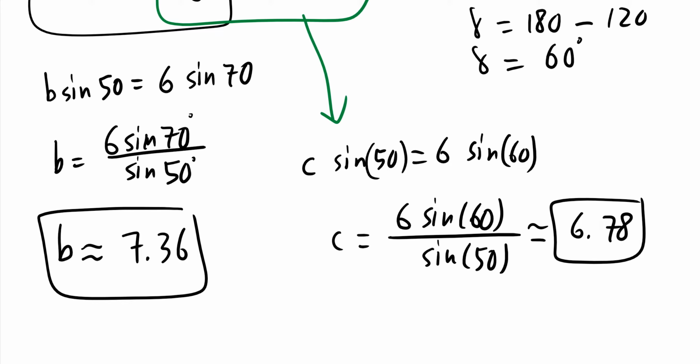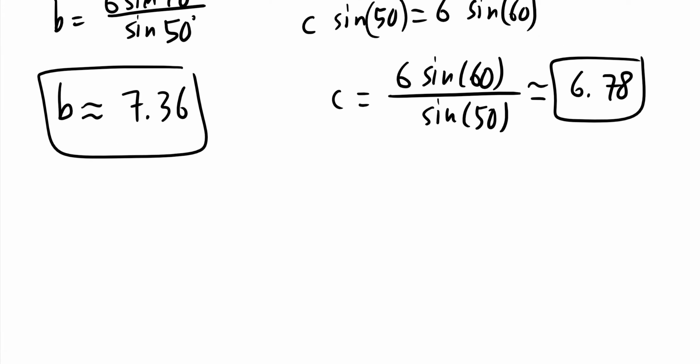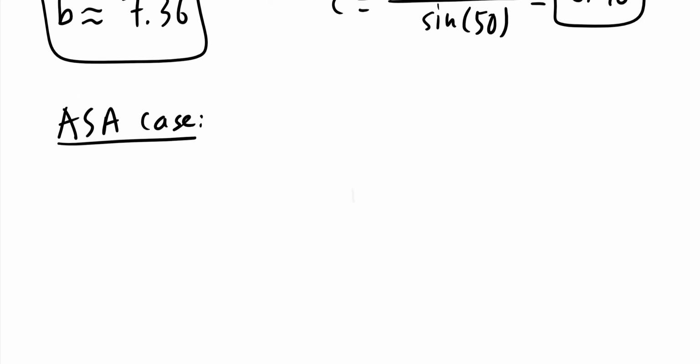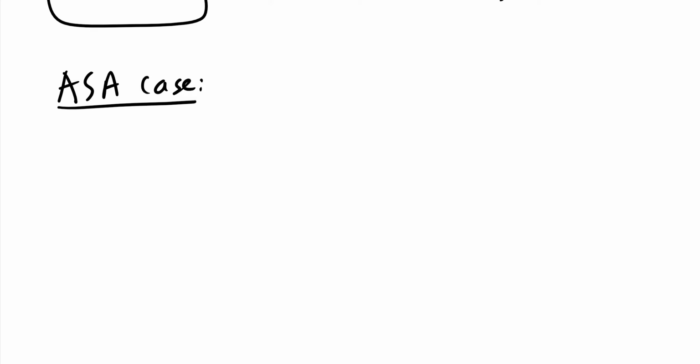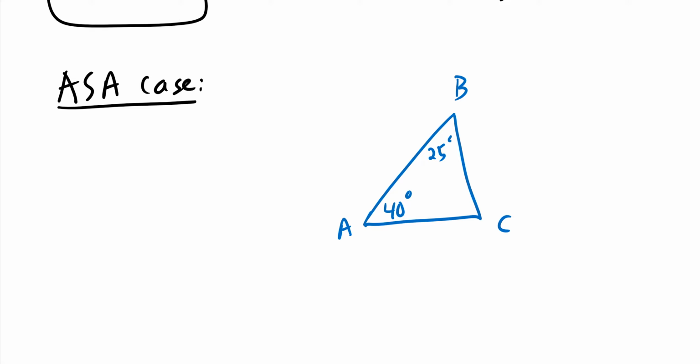What's the next case? We have the angle-side-angle case. This means two angles will be given and the side included between them will also be given. Let's look at this. Say we have 40 degrees, call this A, B, C. This angle here is 25 degrees, and this side is given. Solve the triangle to the right.